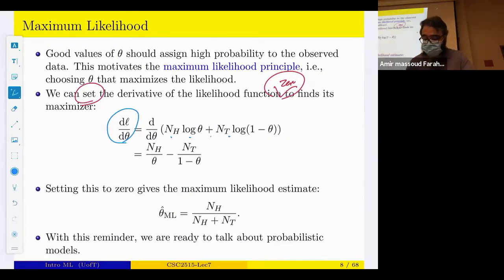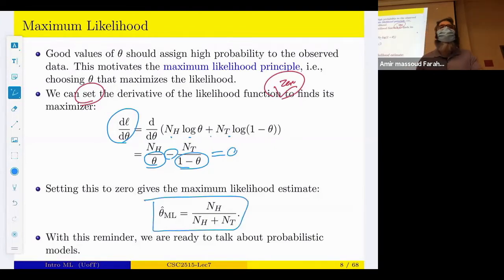So the derivative with respect to theta would be NH times 1 over theta, that's the derivative of the log, and then minus NT over 1 minus theta. I make it equal to 0 and solve for theta. And if we do it, theta hat of maximum likelihood, our estimate, would be the number of heads divided by the total number of flips that we have. So 0.455 in our case.